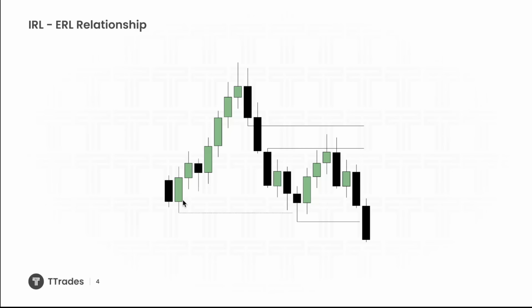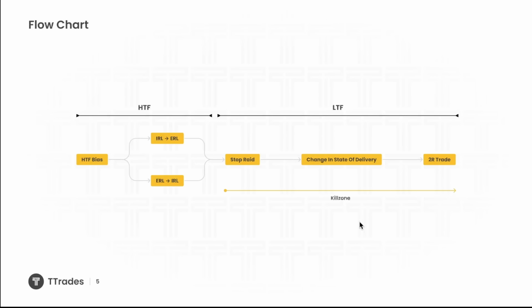And so you can see we anticipate this relationship where price oscillates from external range liquidity to internal range liquidity, external range liquidity to internal range liquidity, until we shift trend or have some other movement which breaks this and then it restarts. So let's take a look at the flowchart for this model.